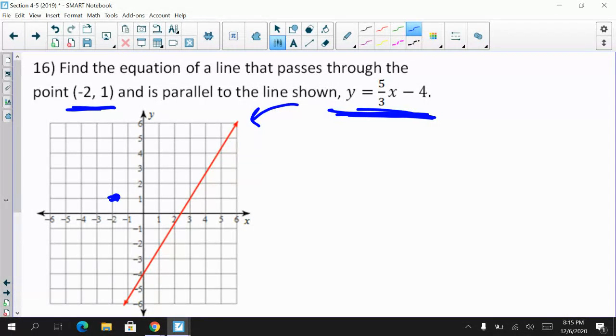Let me try to do that a little bit better. I don't like how that looks. Let's try that again. (-2, 1), right there.